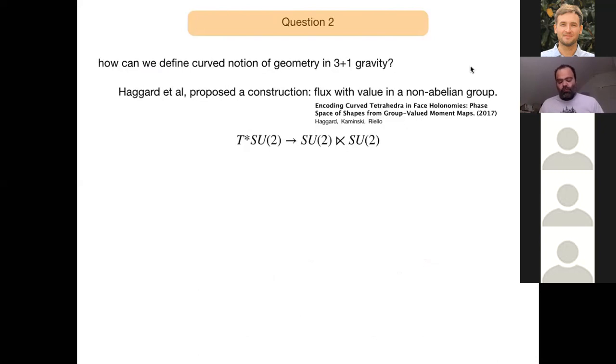The second question is, how do we define the notion of curved geometry? And here by curved, I mean with a cosmological constant, so homogeneously curved, encoding the cosmological constant. So Haggard, Han, Kamiński and Riello proposed a construction, and essentially what they were doing is curving the phase space, the holonomy flux phase space. And so they were curving the flux to encode this notion of curvature.